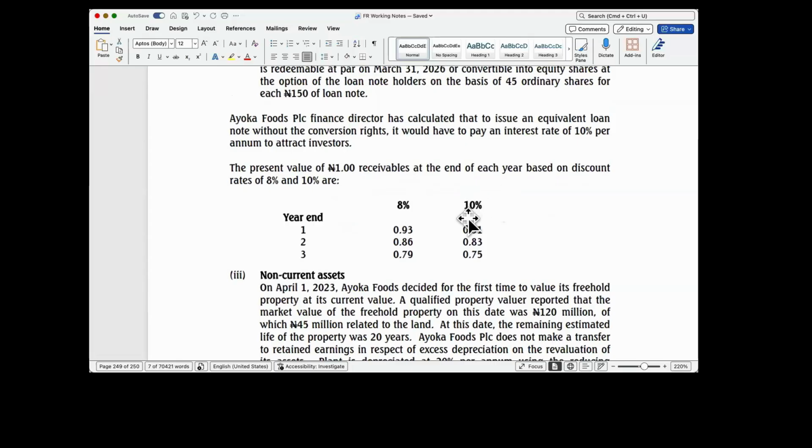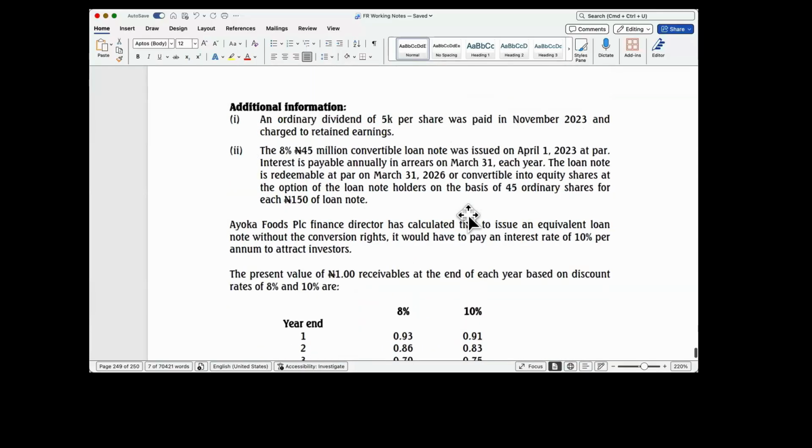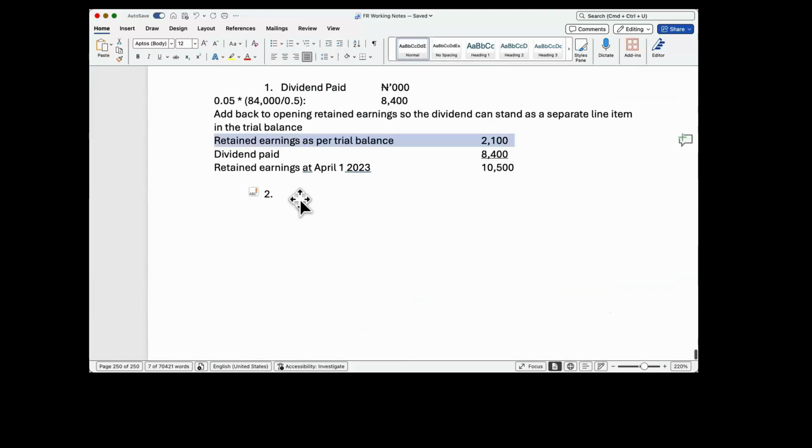Now, they are giving you this because you will need to discount in order to get the financial liability value. You will need to do some discounting to present value, and you have to use the market rates. The examiner is setting a trap for you. They gave you both the discount factor for the 8% and also for the 10%. If you go and use the 8%, you're wrong. You have to use the discount factor for 10%. So let's quickly solve this.